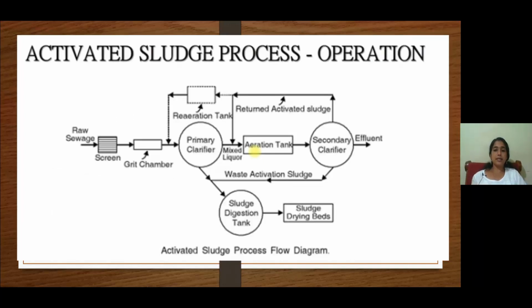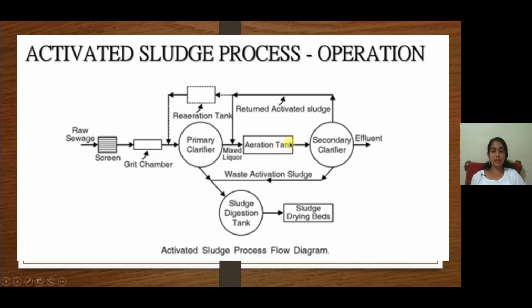This is a schematic representation of the activated sludge process as a whole. The raw sewage will first be screened, and then it will be passed through the grit chamber where grit is removed, and then the primary clarifier, that is the primary sedimentation tank. After the primary sedimentation, the sediments are collected and sent to the sludge digestion tank, and the effluent from the primary sedimentation tank is fed into the aeration tank and mixed with the air.